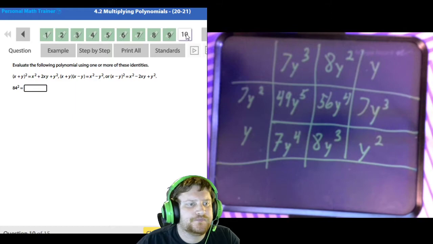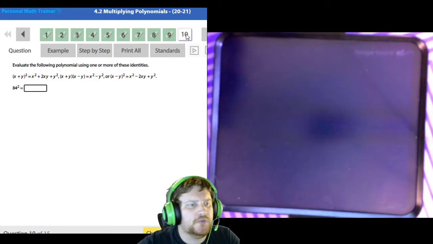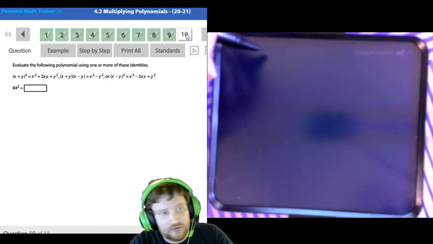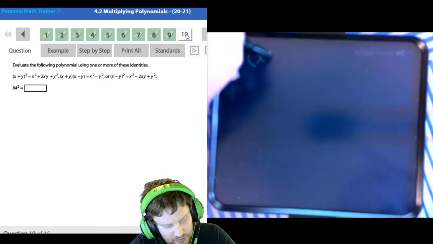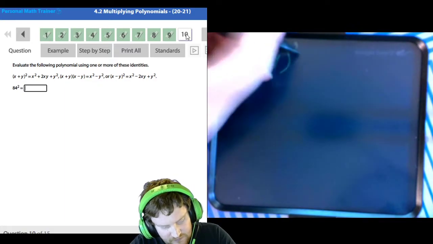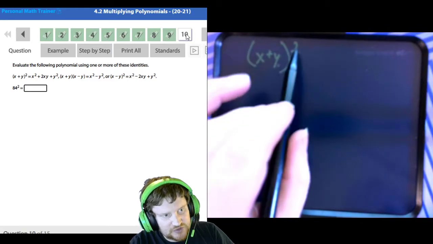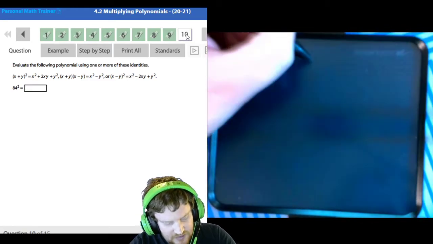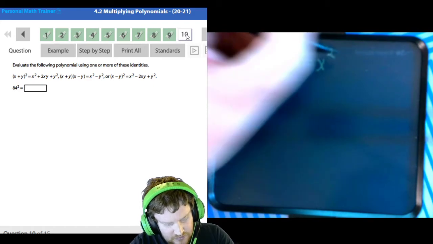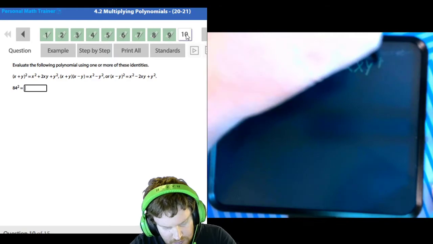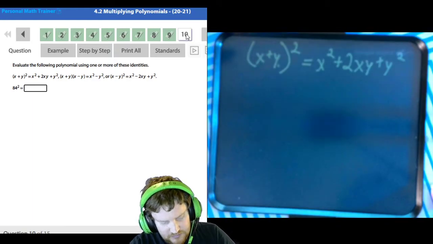Number 10. Evaluate the following polynomial using one or more of these identities. Oh, okay, so these are just identities. We haven't gone over these in class, but these are well-known polynomial identities. If you have a number plus another number, and that is squared, then that equals the first number squared plus 2 times the first number times the second number plus the second number squared.